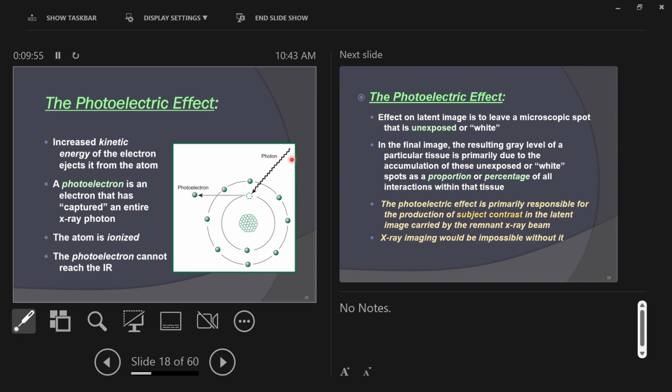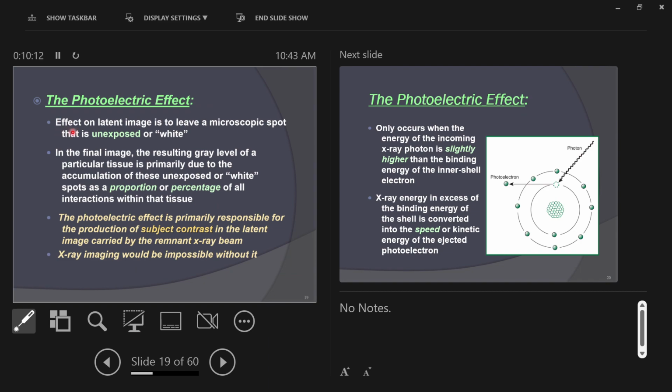So this is important. The atom is ionized when the photoelectric effect happens. And importantly, this photoelectron cannot reach the image receptor. The X-ray photon has been absorbed. The electron that absorbed it can't get to the image receptor and expose the receptor. So what happens here is the latent image, the image left on the image receptor before it's processed, is now going to have a microscopic spot with no exposure. Unexposed, or white area.